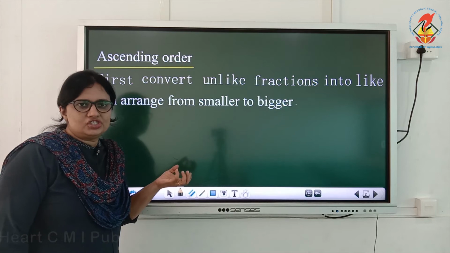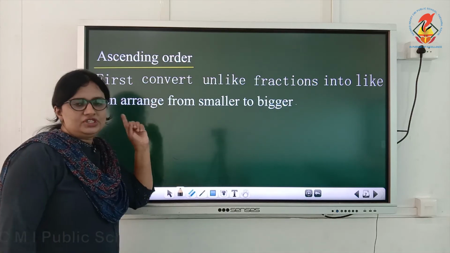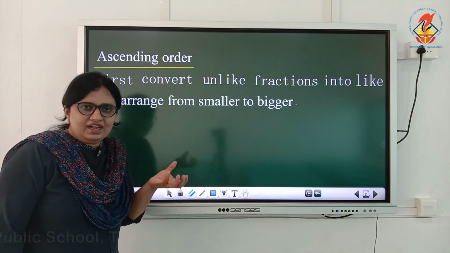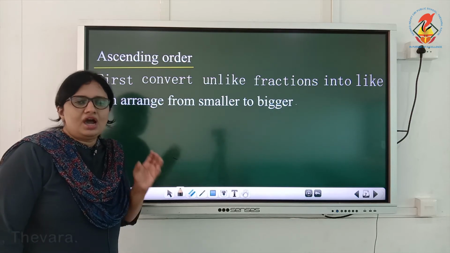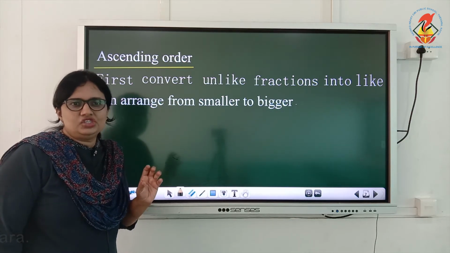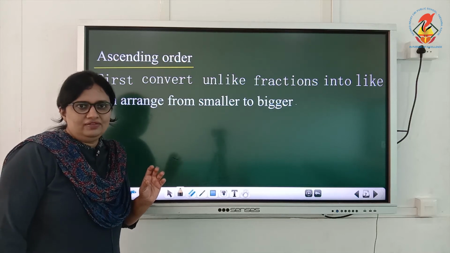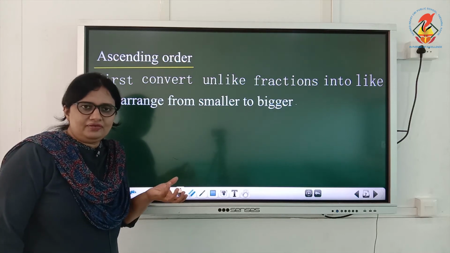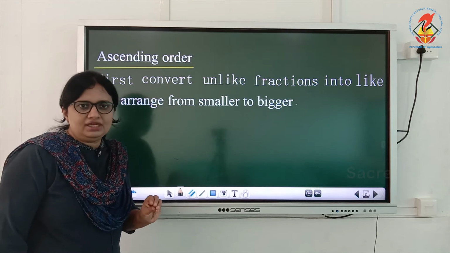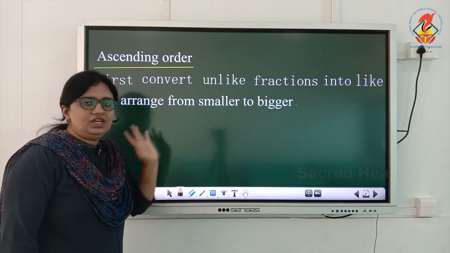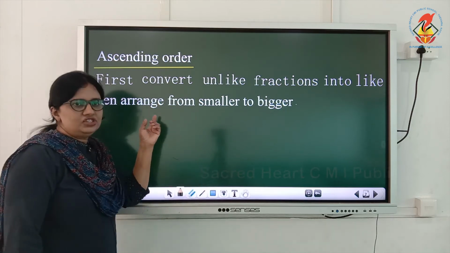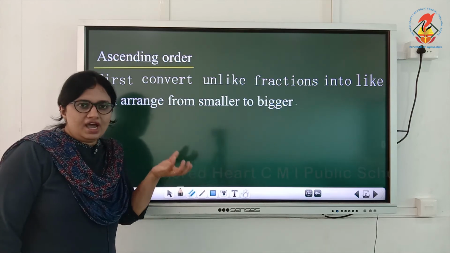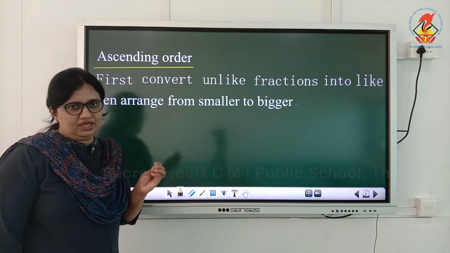How can we arrange? First we need to change. When you are getting unlike fractions, first you need to change it into like fractions. After that only you can arrange the fractions. Whenever you are getting the unlike fraction, you need to change it into like. After that you need to arrange in ascending order. Okay. And how can we arrange in ascending order? We need to arrange from smaller to bigger.